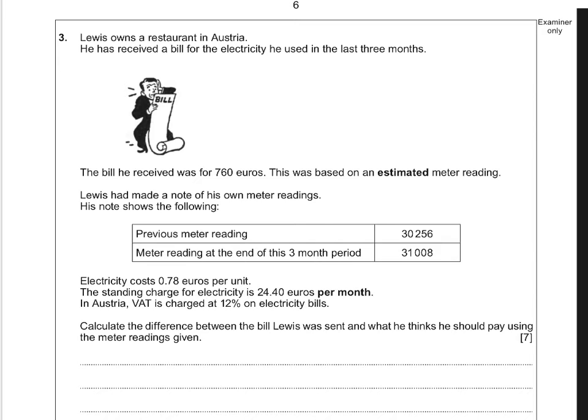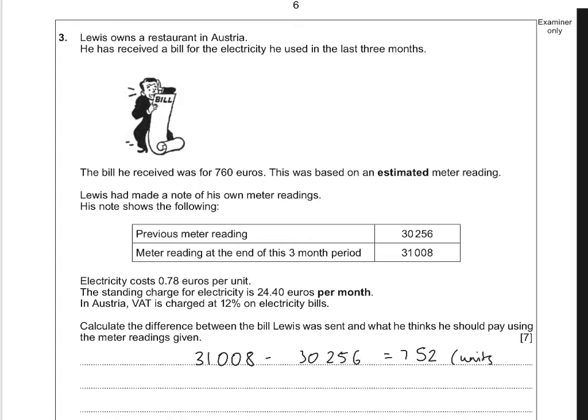So the meter reading is now that, and it was that, and that's telling you to do the difference of those two things. So you should subtract those two numbers. So the first thing you should do is 31,008 take away 30,256, and that gives me 752, and that would be units used.